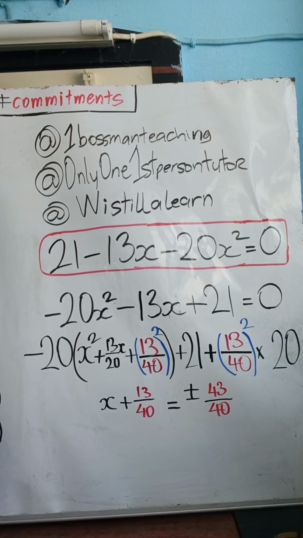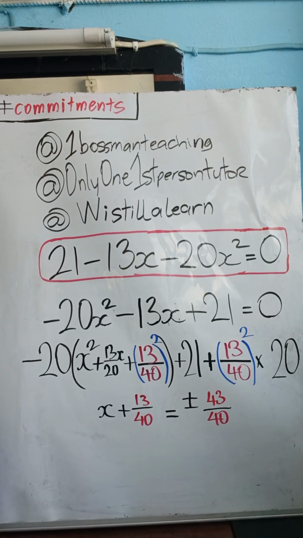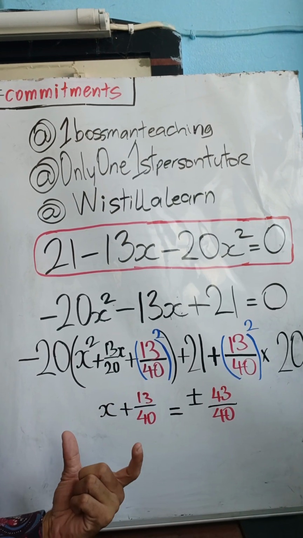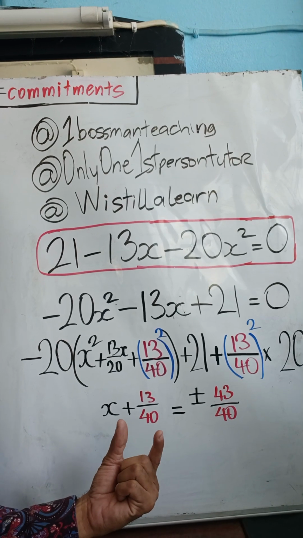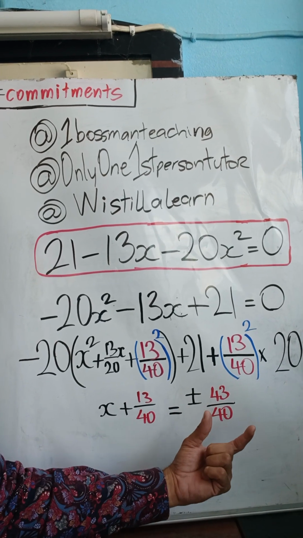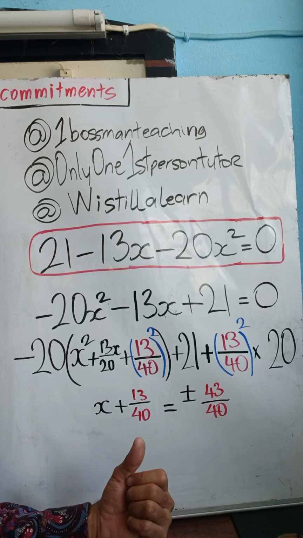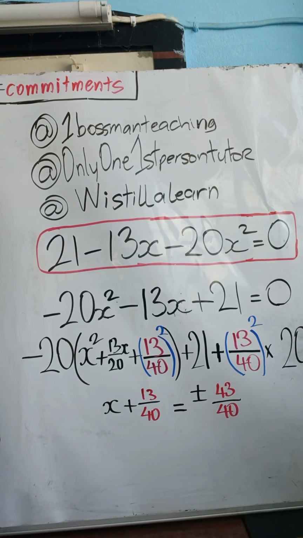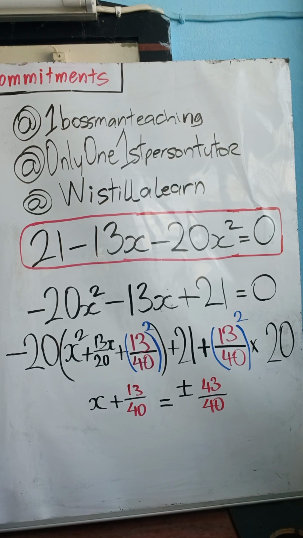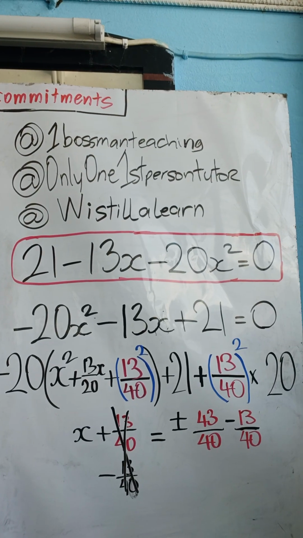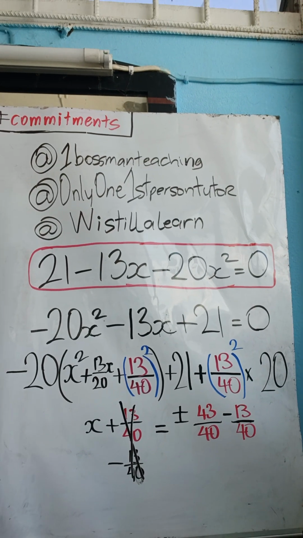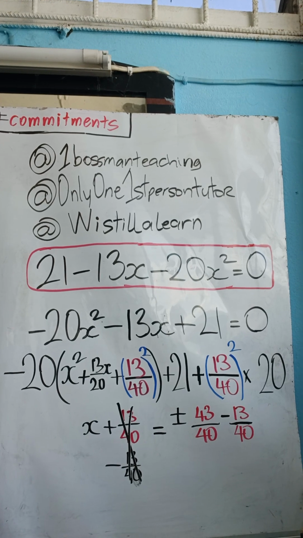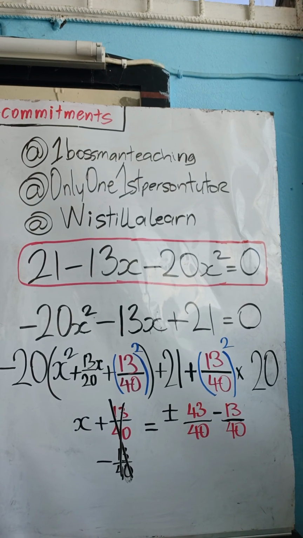So before we were rudely interrupted, what are we going to do with this? We're going to get rid of this plus 13 over 40 and put it over here. We're going to subtract 13 over 40 from the left and from the right. So we can get rid of that, right? Let's get rid of the 13 over 40 minus 13 over 40.